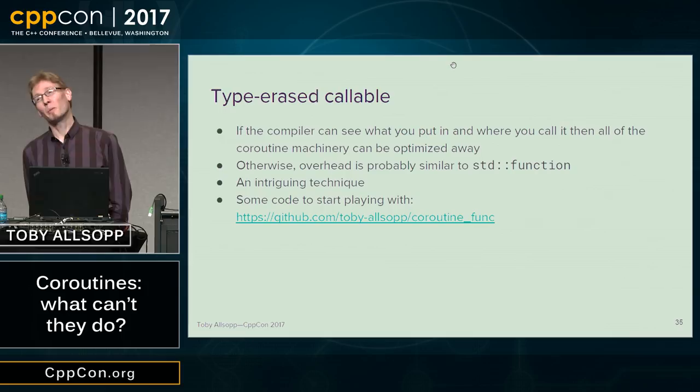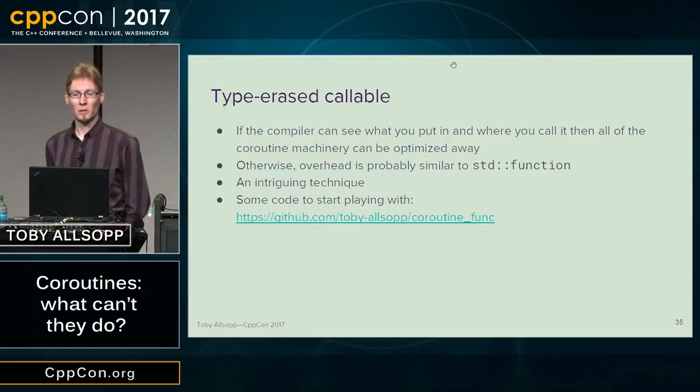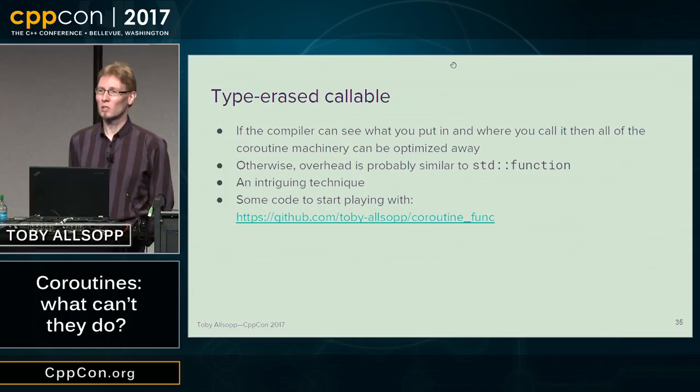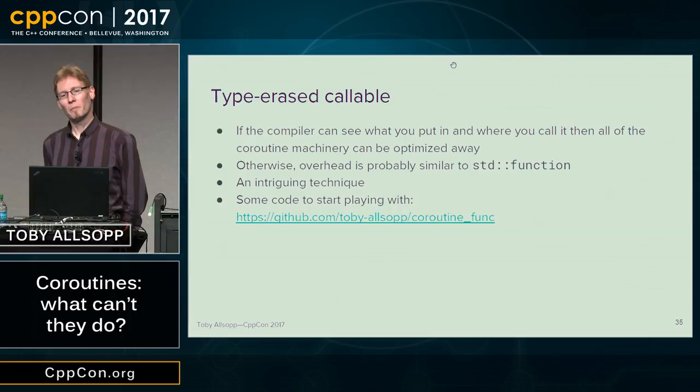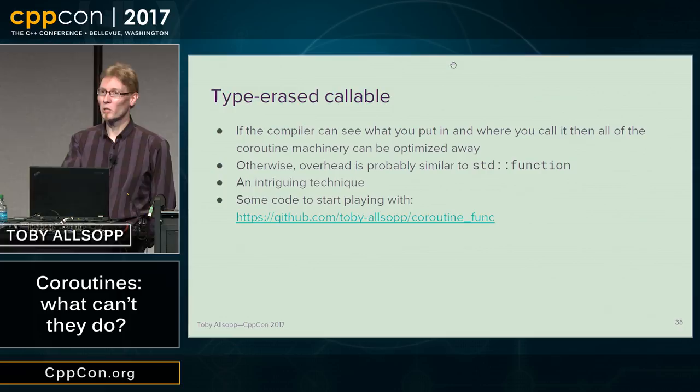Otherwise, if the compiler can't see everything, it's going to have overhead. It's going to have dynamic allocation. It's going to have essentially virtual dispatch in there, so it's not going to be much different to just std function. I think mostly this is interesting just as a bit of a head scratcher, and that's interesting. What can we build with that? So there's some code on my GitHub to play with. I wouldn't say it's useful as it is, but it's intriguing.